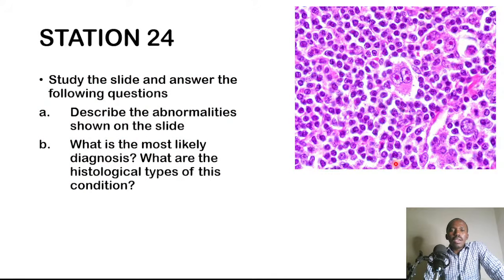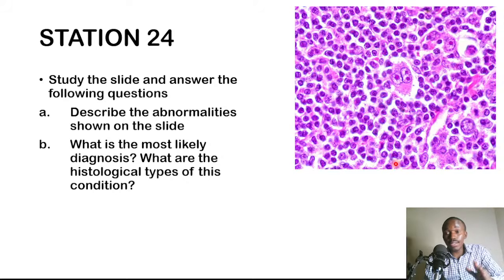Here's another picture on histology. So study the slide and answer the following questions. Describe the abnormality on the slide shown. What is the most likely diagnosis? What are the histological types of this condition? So this is another very, very characteristic thing.